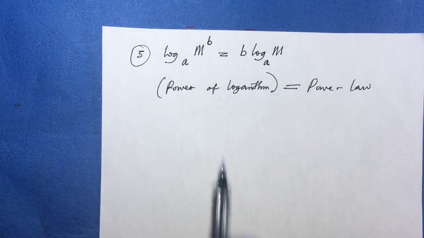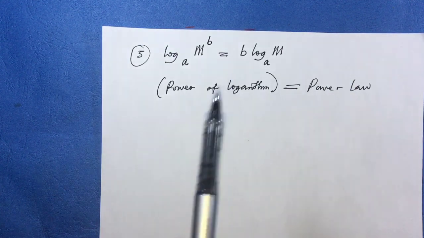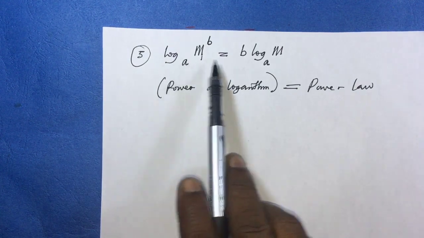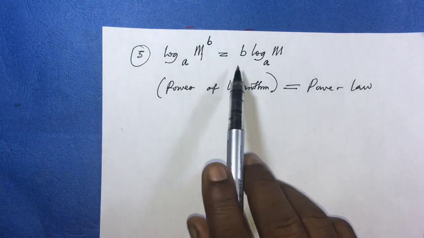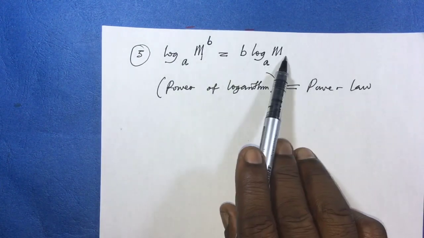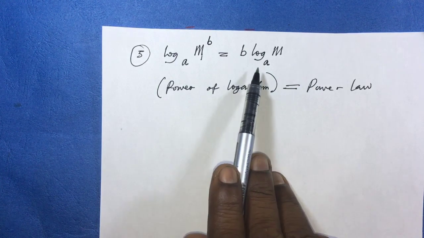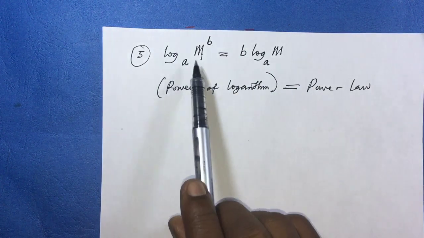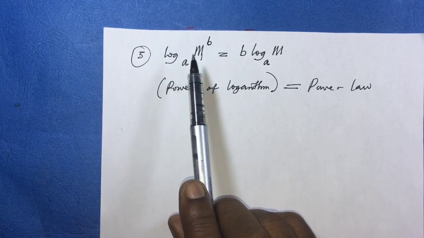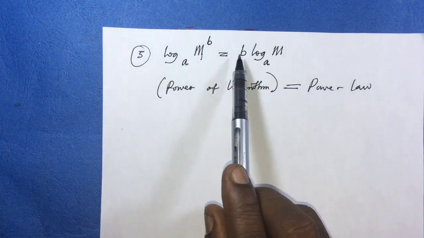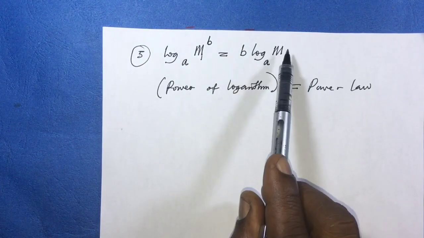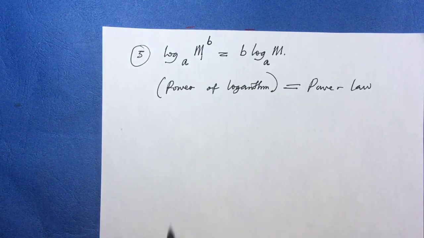Okay, so it tells you that when you seek the logarithm of a number, say m, that is already raised to a power, then the result will be that power multiplied by the logarithm of m in that base. Again, when you seek the logarithm of a number having a power, the result you would get will be the power multiplying the logarithm of that number in the base. So that is called the power law.